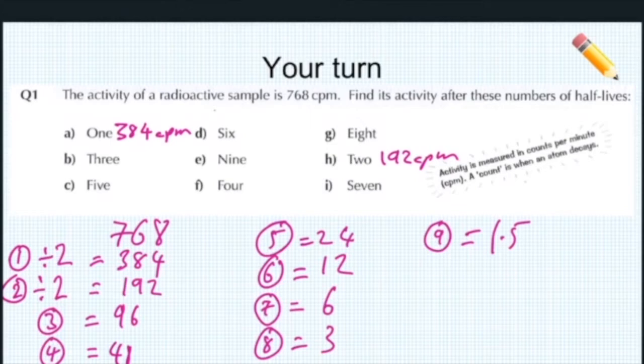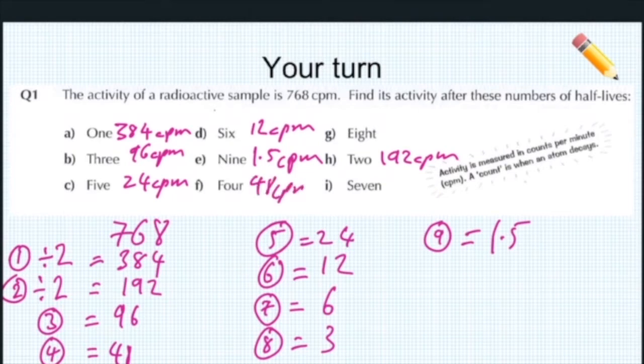So now what we've got to do is put these in the right order. So 3 is 96 counts per minute, 5 is 24 counts per minute, 6 is 12 counts per minute, 9 is 1.5 counts per minute, 4 would be 48 counts per minute, 8 is 3 counts per minute, and 7 is 6 counts per minute. There we go. All those answers in the correct order.